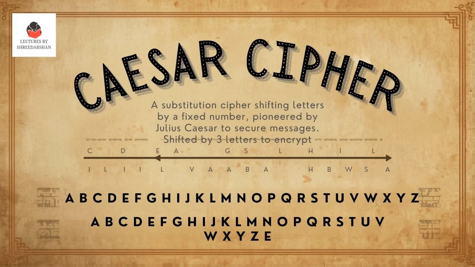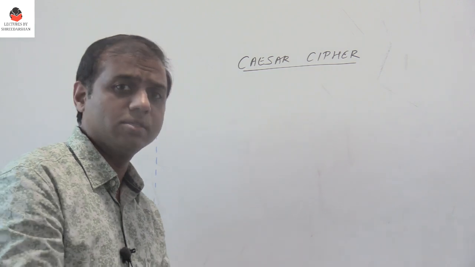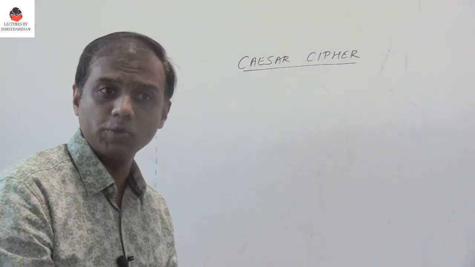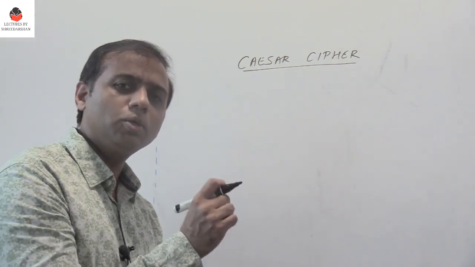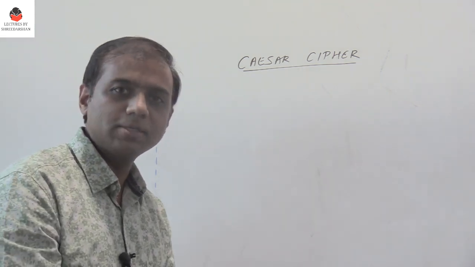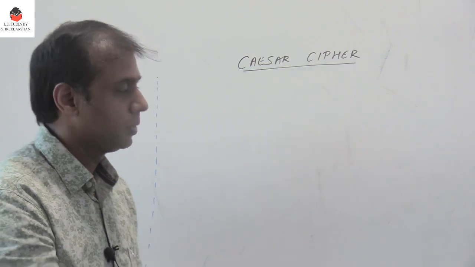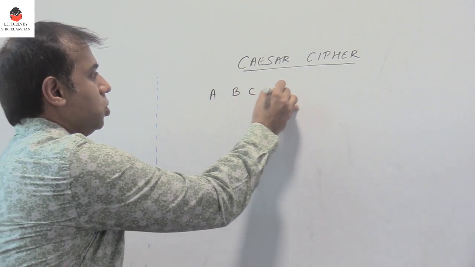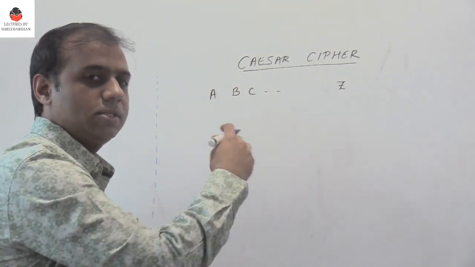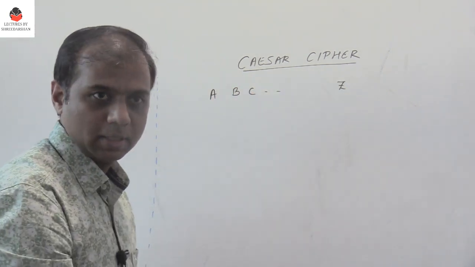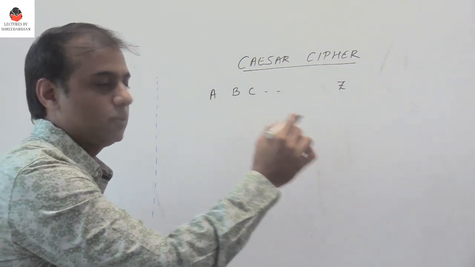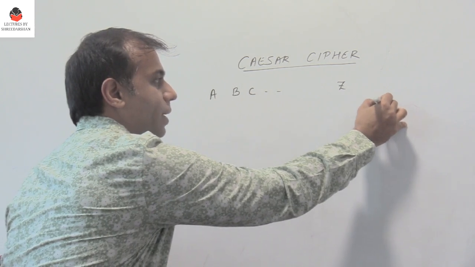Hello students, in today's session let us discuss Caesar's cipher. This is one of the oldest ciphers and is also a substitution cipher. Now in order to understand this cipher, let us consider the alphabets of the English language. There are 26 alphabets, A, B, C and so on up to Z. Since there are 26 alphabets, when we operate using these alphabets, we are actually operating in mod 26.